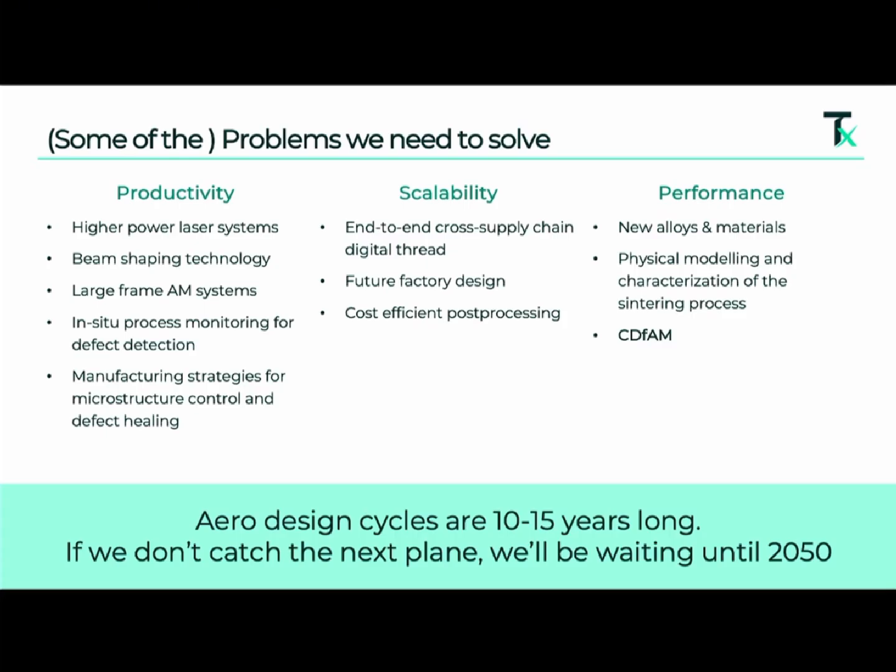So design cycles are 10 to 15 years long. It's probably the worst kept secret in aerospace right now that Airbus have started work on their next airplane project. It's a 10, 15, maybe 20-year design cycle. So if additive doesn't get on this plane, then it's not getting on any plane until 2050, right? So I don't know, I'd like to be living on an island by then.